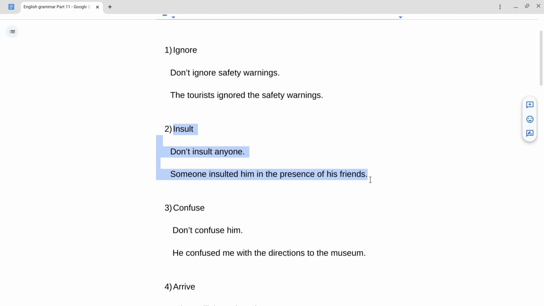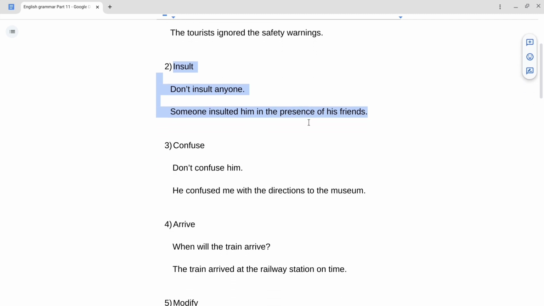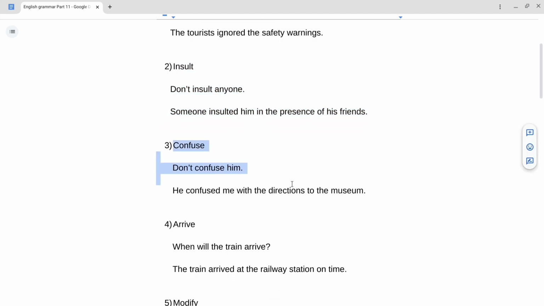Someone insulted him in the presence of his friends. So I found one of my friends being very sad. I asked him, what is the reason for being sad? What happened to you? So he told me that he was insulted in the presence of his friend by someone. So insult means telling bad about someone in front of others. So your feelings will get affected. So it is not a good habit to insult anyone. You should avoid doing that. Insult.